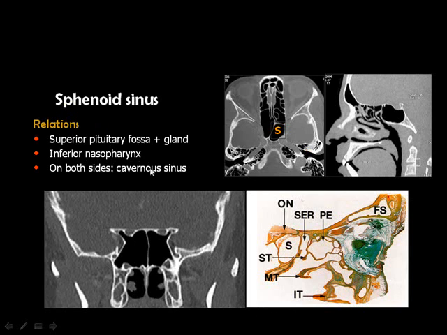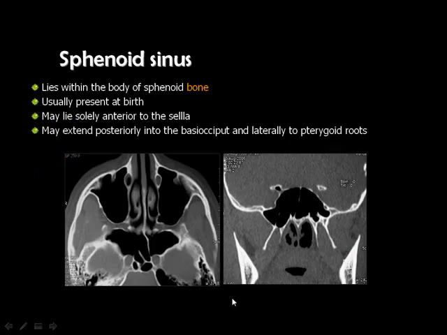Then you came to the sphenoid sinus, which is superiorly related to the pituitary fossa. This is the pituitary fossa, and this is the sphenoid sinus. And inferiorly it is related to the nasopharynx, and on both sides it is related to the site of the cavernous sinus. And this sinus may expand, or the aeration may extend into the skull base and also into the pterygoid blades.